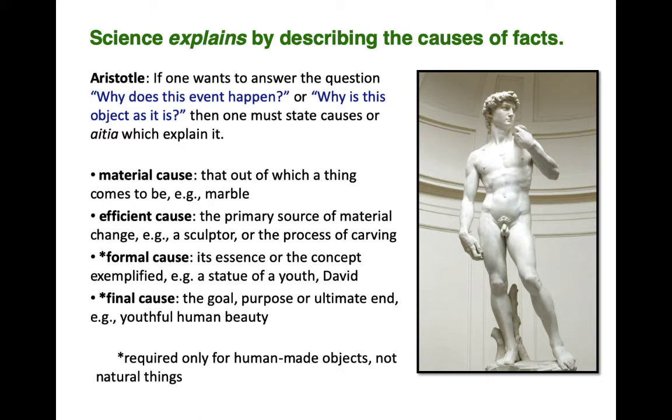The efficient cause, this is going to be the primary source of material change. So it's the sculptor or the process of carving which realizes David in the material substance. The formal cause, this is its essence or the concept exemplified. It's the concept intended by the sculptor. For example, a statue of a youth, say David. And then there's the final cause. This is the goal or the purpose or ultimate end. For example, youthful human beauty being depicted by the sculptor.